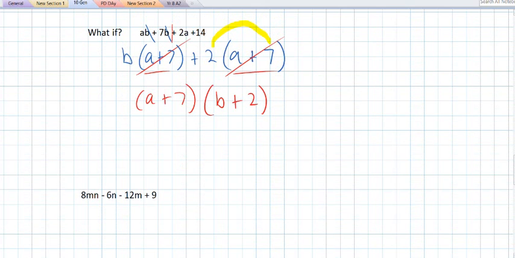So, can you guys have a go at factorising that one in pairs? 8mn take 6n take 12m plus 3, and careful of the negatives. So give it a shot, and then I'll ask for answers. And I'll give you a hint. Your first step is going to be taking an imaginary line down the middle here. So try and take a common factor out of the left, and then take a common factor out of the right.